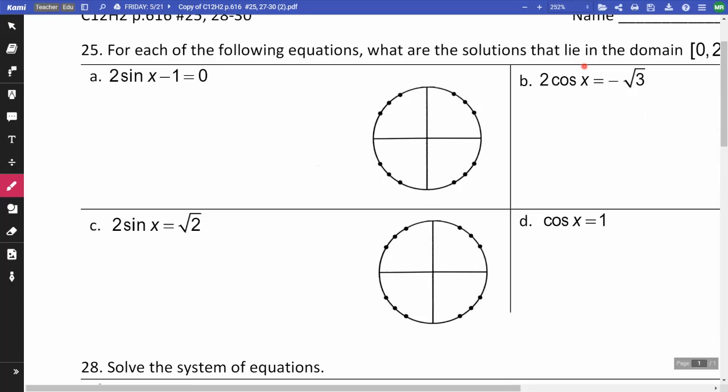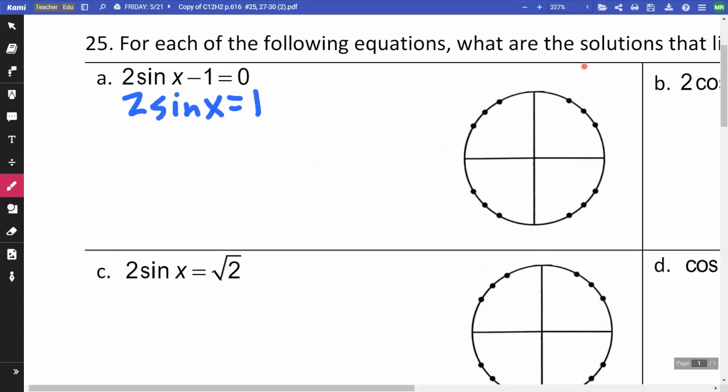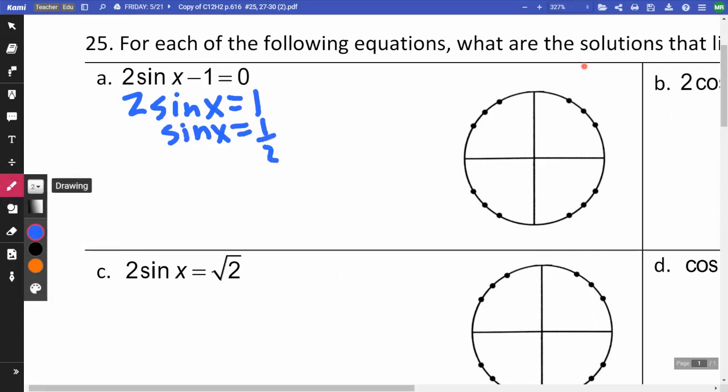Okay, so when I am solving this, I'm going to have 2 sine x is equal to 1. I'm going to divide by 2, so I get sine x is equal to 1/2. So I'm looking for a positive sine. Sine is your y, so that means we're going to be in quadrants 1 and 2. This is where I'm looking.